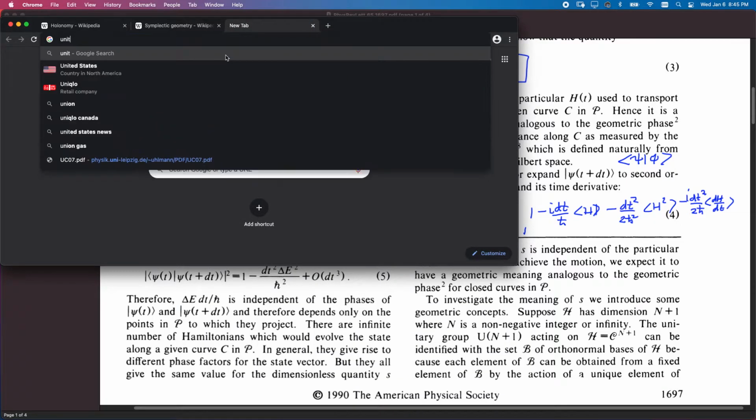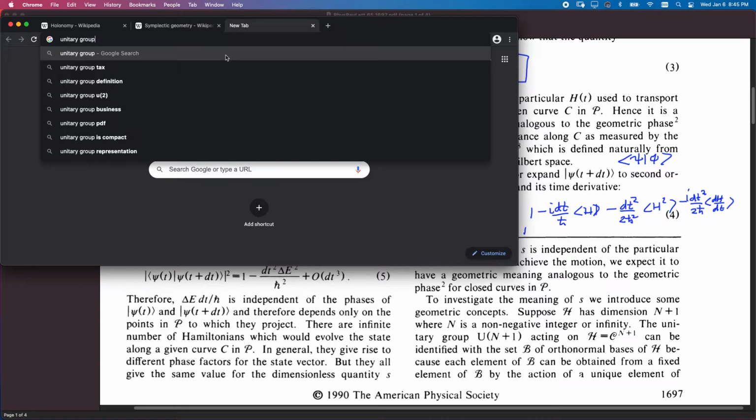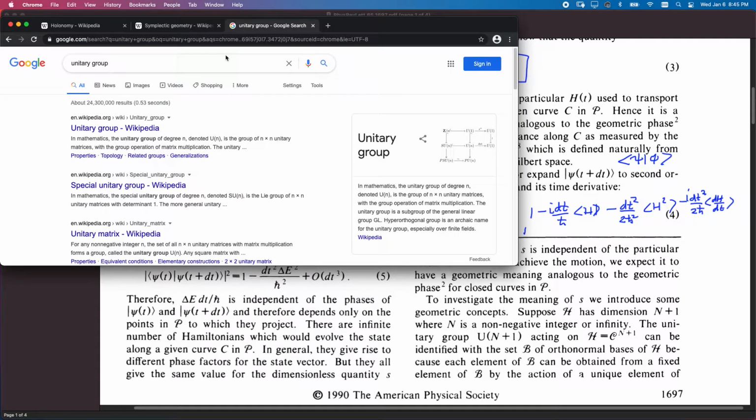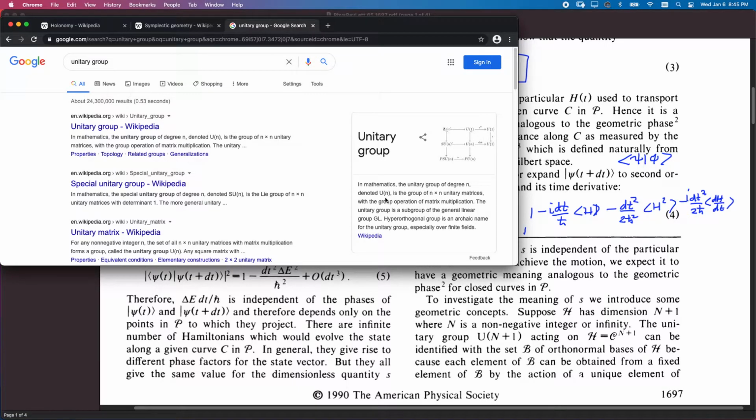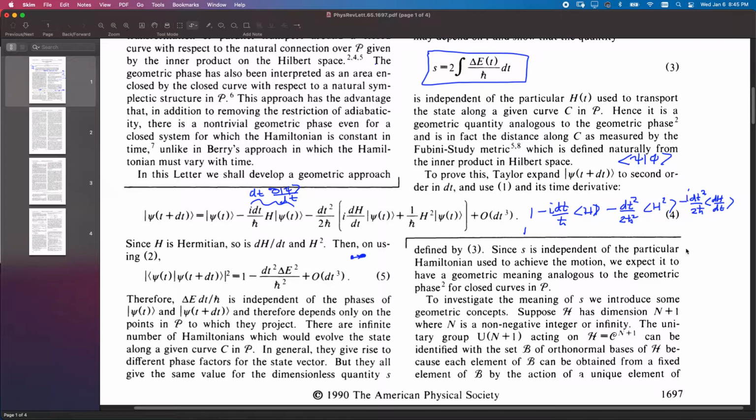All right, what is the unitary group? The unitary group, in mathematics, the unitary group of degree n, where n can be infinity apparently, denoted U of n, is the group of n by n unitary matrices. Okay. That seems simple enough. Unitary just means that if I have some matrix U, this is 1, or identity. Okay, fine.